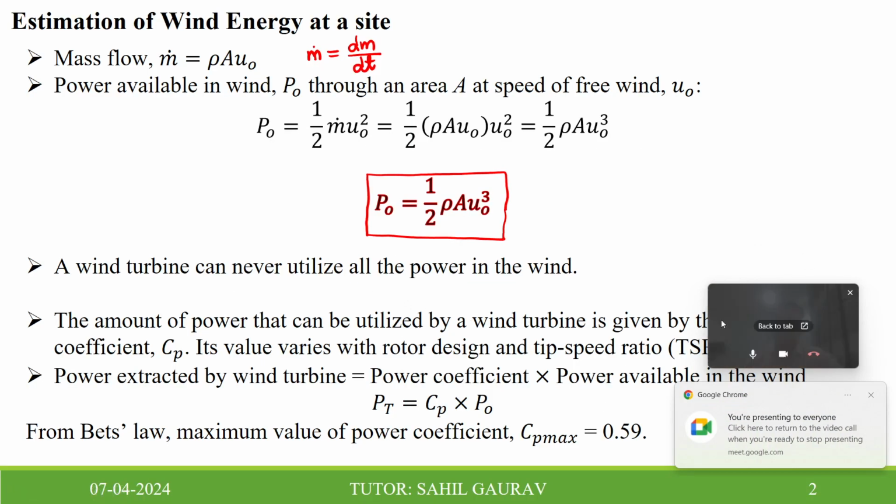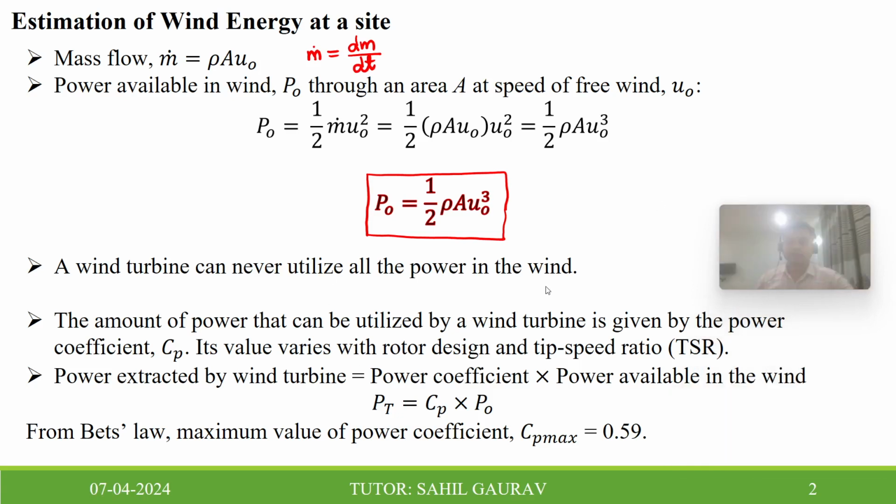Now the thing is that a wind turbine can never utilize all the power available in the wind. Whatever power we get from this expression, that is the power available in the wind, we cannot utilize all of it through the wind turbine. So another term comes, that is the power coefficient. The amount of power that can be utilized by the wind turbine is given by the power coefficient, and its value varies with the rotor design and the tip speed ratio. This power extracted by the wind turbine can be written as the power coefficient multiplied by the power available in the wind. That is, PT, the power extracted by the wind turbine, is equal to the power coefficient CP into the power available in the wind P naught. So this is the power expression extracted by the wind turbine.